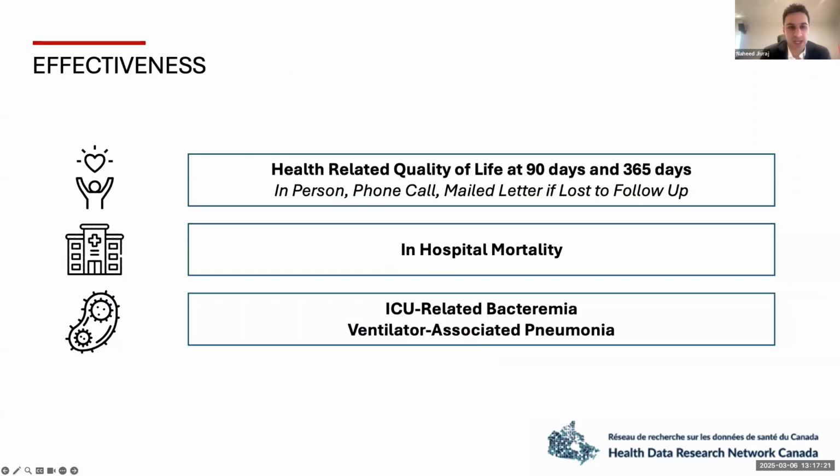So our effectiveness measures are health-related quality of life, which we measured at 90 days, or quality and health utility, which we measured at 90 days, and again at 365 days. And this brings me to our second challenge, which was that measuring health-related quality of life is very difficult.